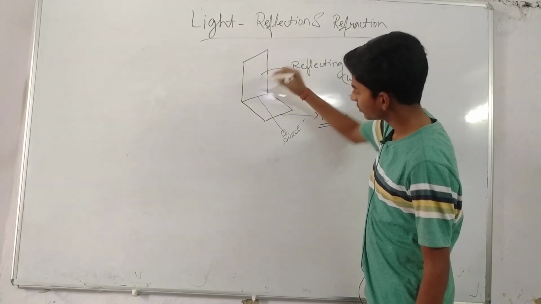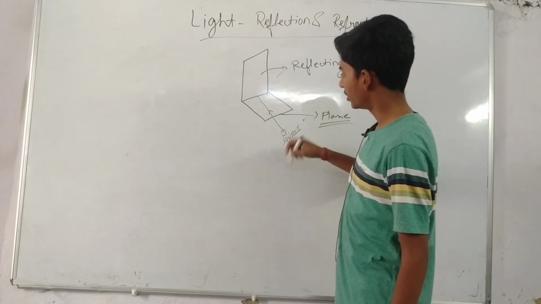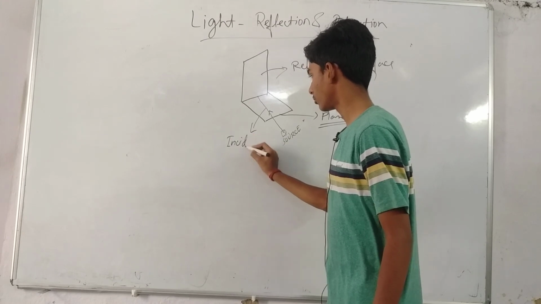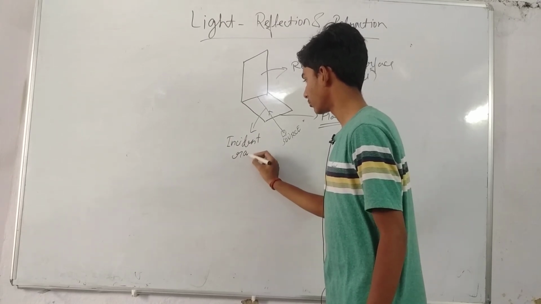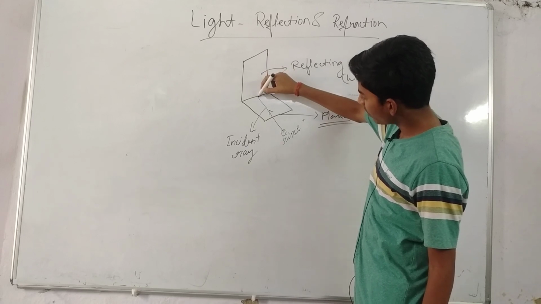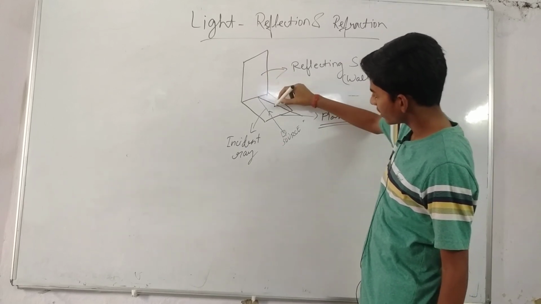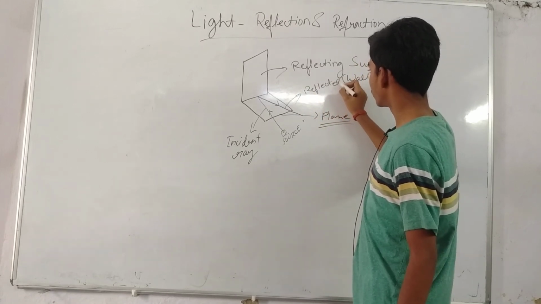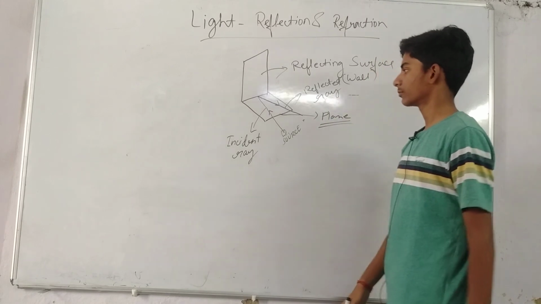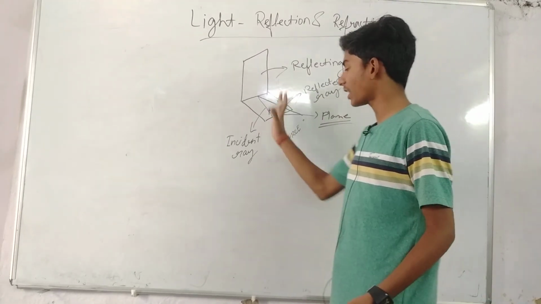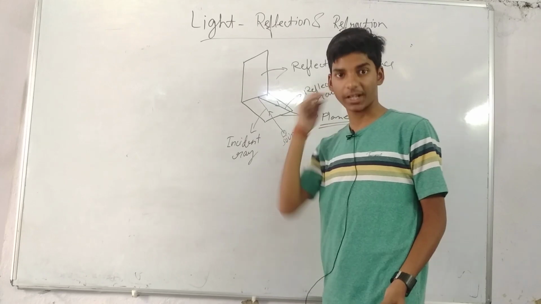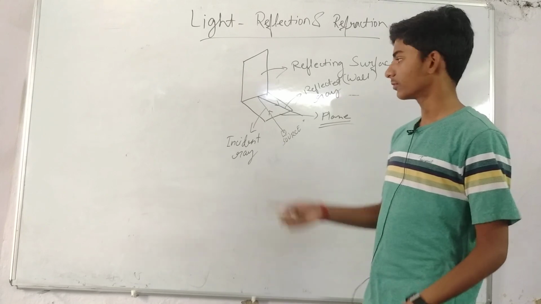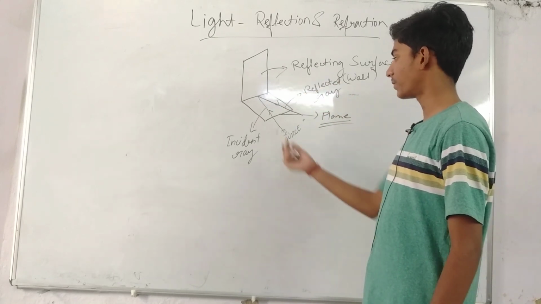Light ray will come here. This way it will come. This is called the incident ray. It will then bounce back off the surface like this. This is called the reflected ray. So you see that the bouncing back of light after touching a reflecting surface and coming back in another direction is called reflection. This process, or this phenomenon, is called reflection.